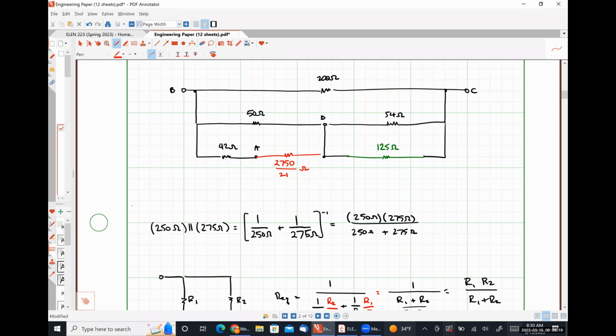All right, so what combinations can we make here? I see a series one, okay. So we're gonna add that 2750 over 21 to 42. So that gives me 3632 over 21. What combinations can I make now? Which of the parallel combinations? There are two of them. The 54 and the 125. Let's do that one first.